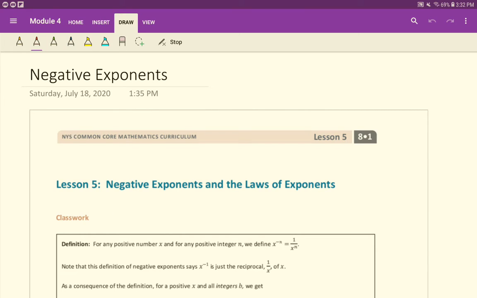And welcome. In this lesson, we will be looking at what it means to have a negative exponent and how to simplify expressions with negative exponents.